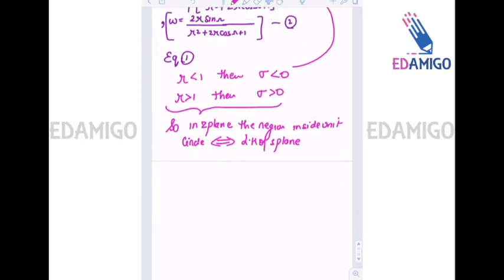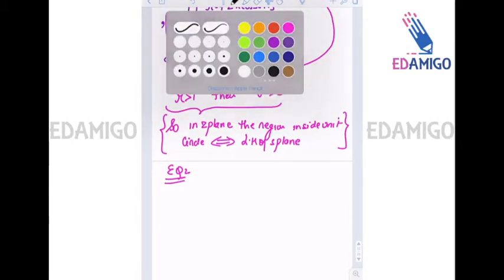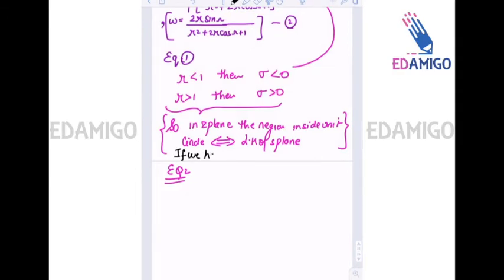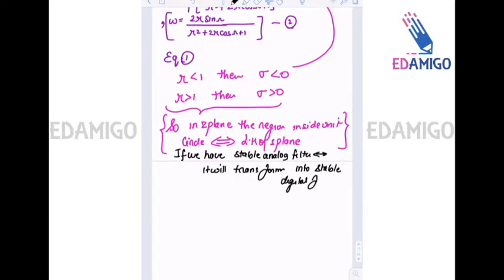Now equation number 2. So from here we can see that if we have a stable analog filter, then it will transform into a stable digital filter. Okay.